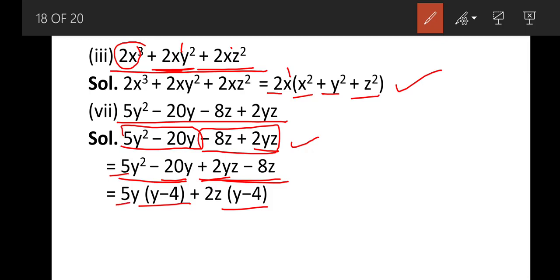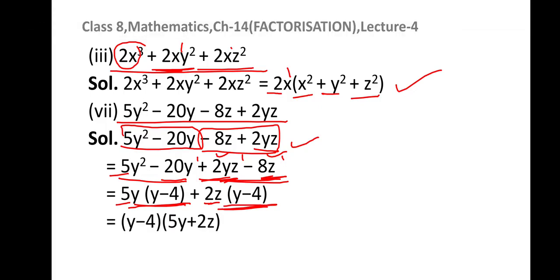If from 5 and 20, what is the common factor? 5. Y square and y raised to the power 1, y we have taken out. What will be left inside the bracket? Y minus 4. Plus, what is the common factor of 2 and 8? It will be 2. Yz, y is not present in this term, so we cannot take it common. Z raised to the power 1 here, z raised to the power 1 here, so z taken out. What will be left inside the bracket? Y minus 4. So what will be the factors? It will be y minus 4 bracket 5y plus 2z.